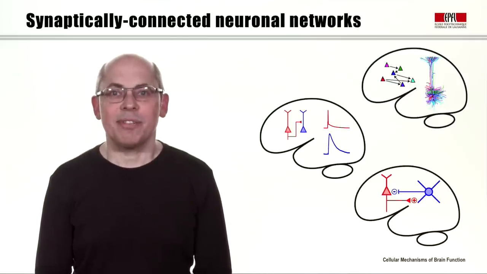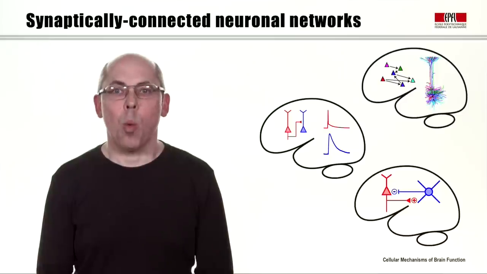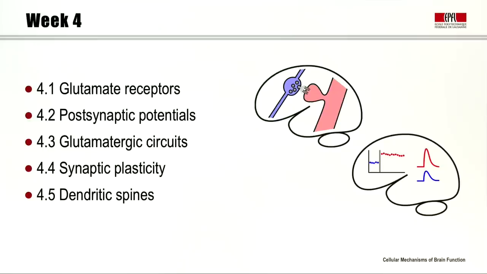These are released from different cell types in the brain, which are wired together in highly specific networks. In week 4 of the course, we'll study the receptors that receive the glutamate signals from other neurons, and we'll discuss the excitatory electrical signals driven by the activation of the glutamate receptors, the so-called excitatory postsynaptic potentials.